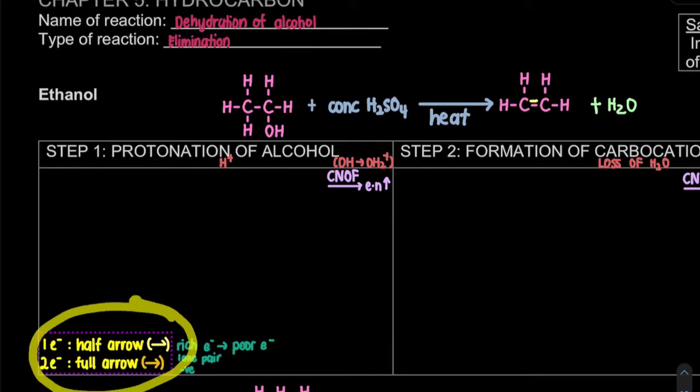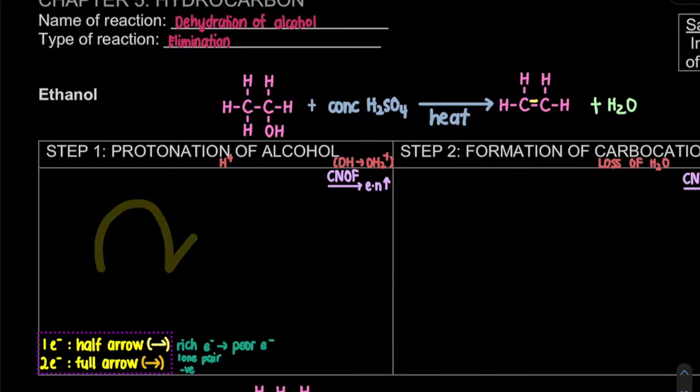focusing on this part. Previously we have learned that for free radical substitution involving radicals, we will use half arrow. So in that mechanism we mostly use curve arrow, half headed. For the rest of the mechanisms, we're going to talk about the movement of electrons, concerning two electrons itself. So we're going to use full arrow.